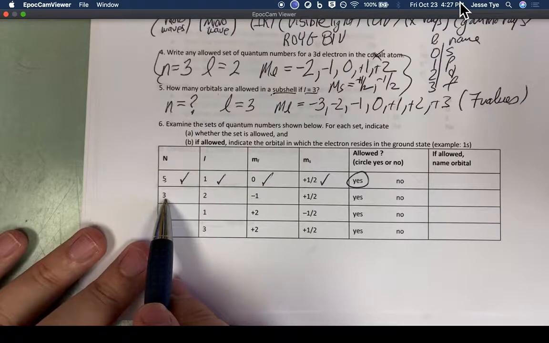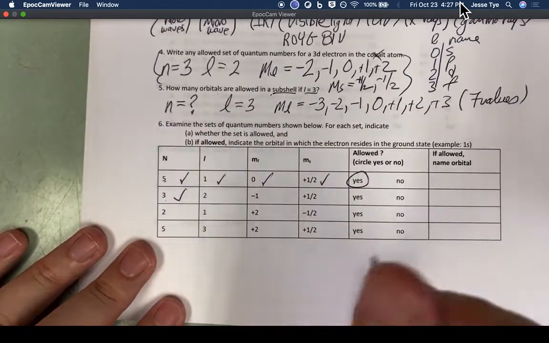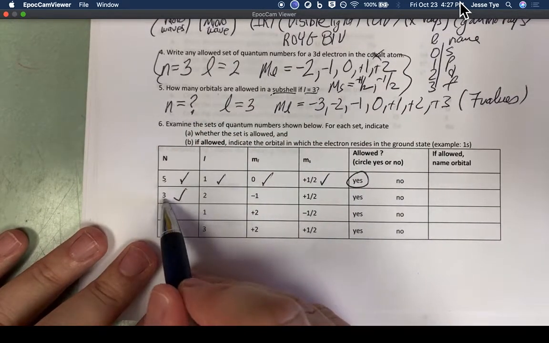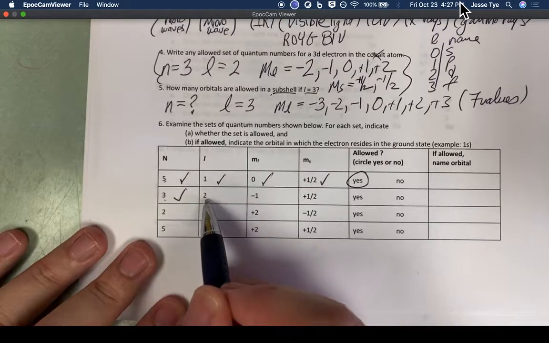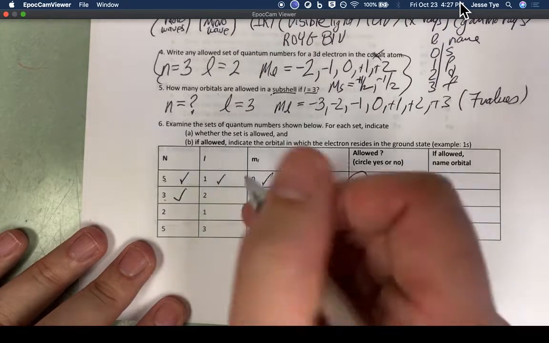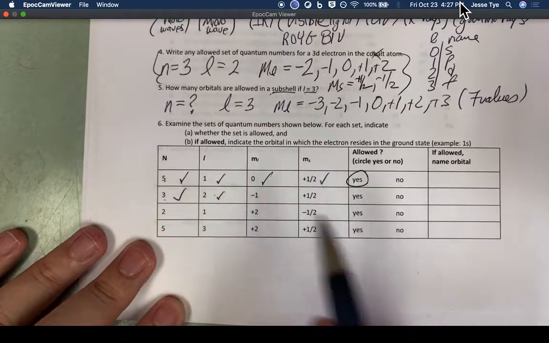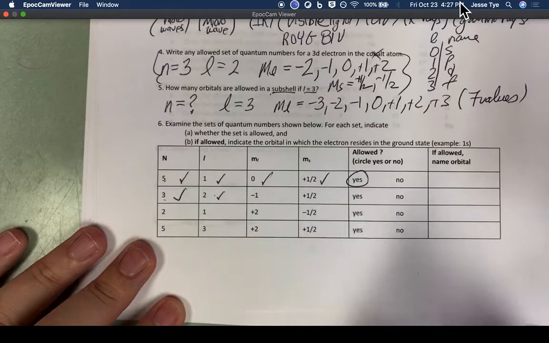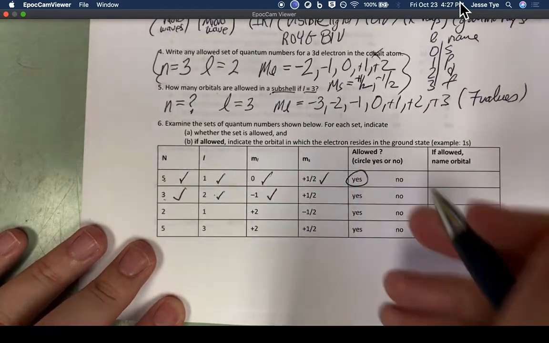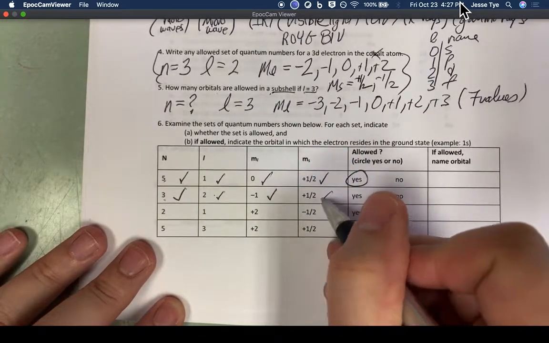N can have any counting number, so n equals 3 is okay. If n is equal to 3, then L can have values of 0, 1, and 2, so that's okay. If L equals 2, M sub L has values of minus 2, minus 1, 0, plus 1, and plus 2, so that's okay. And then plus or minus a half, so that's okay.